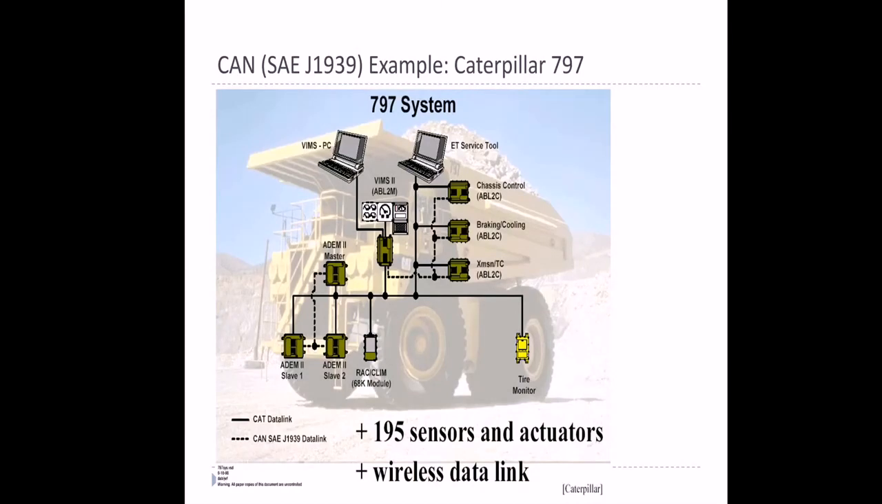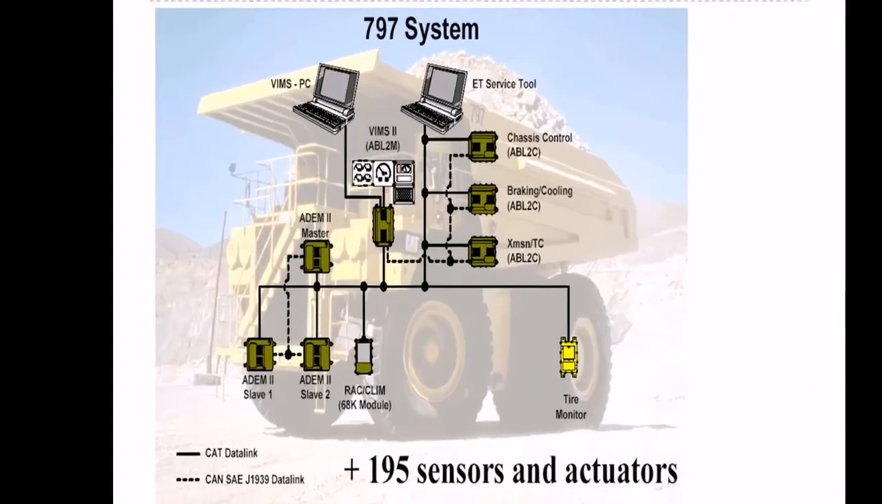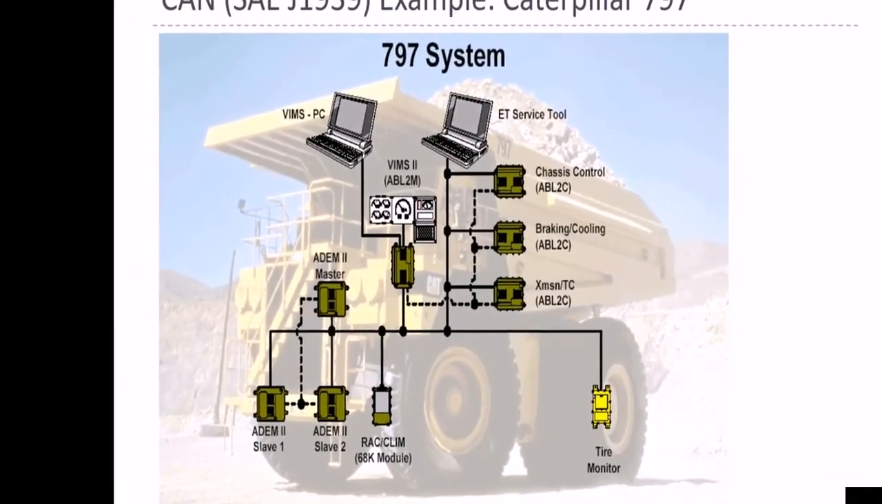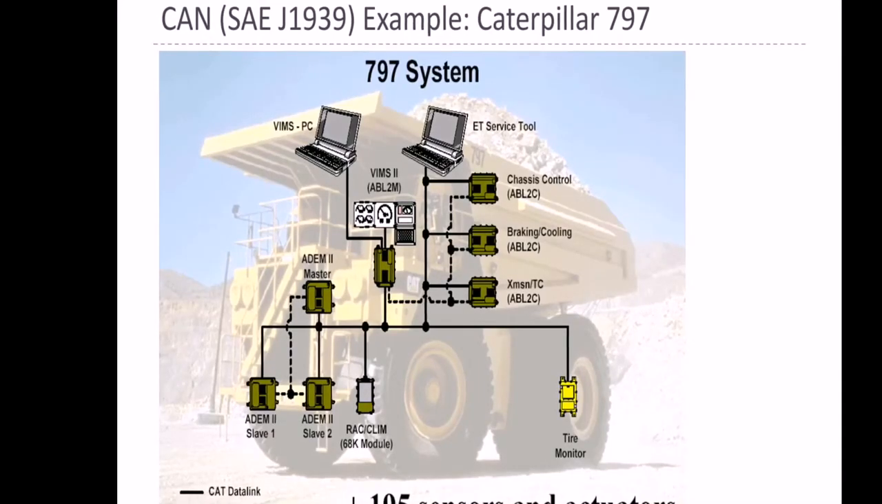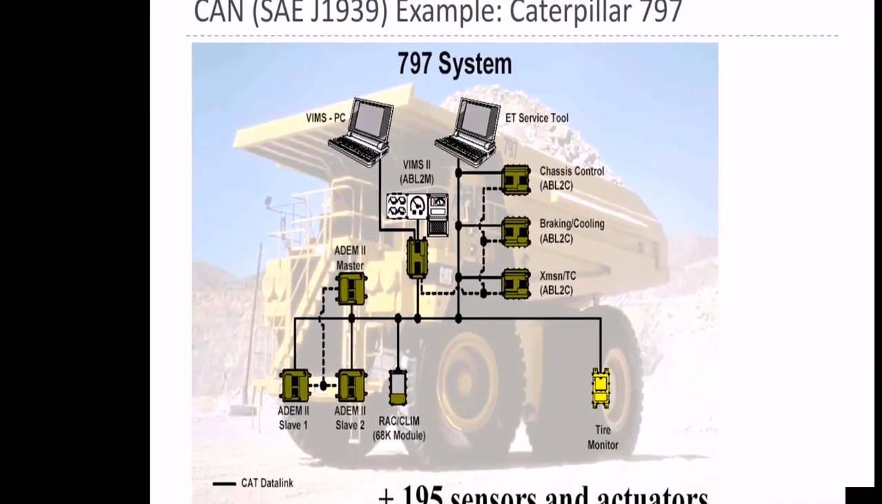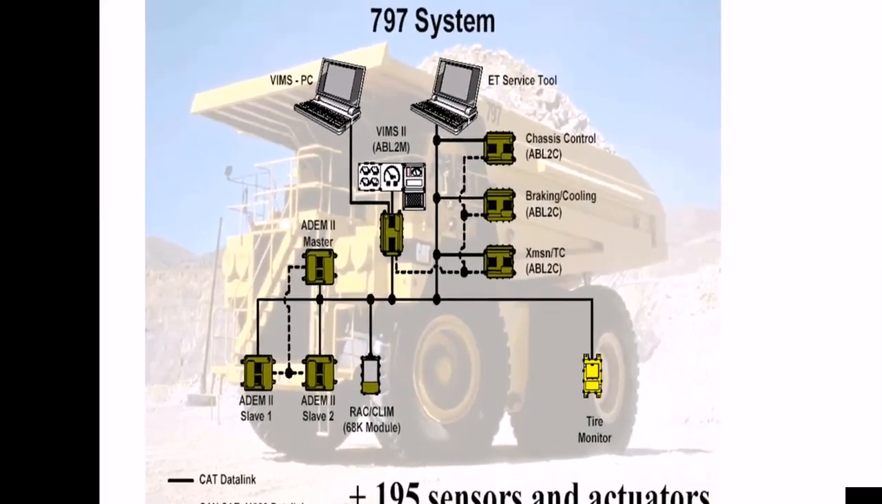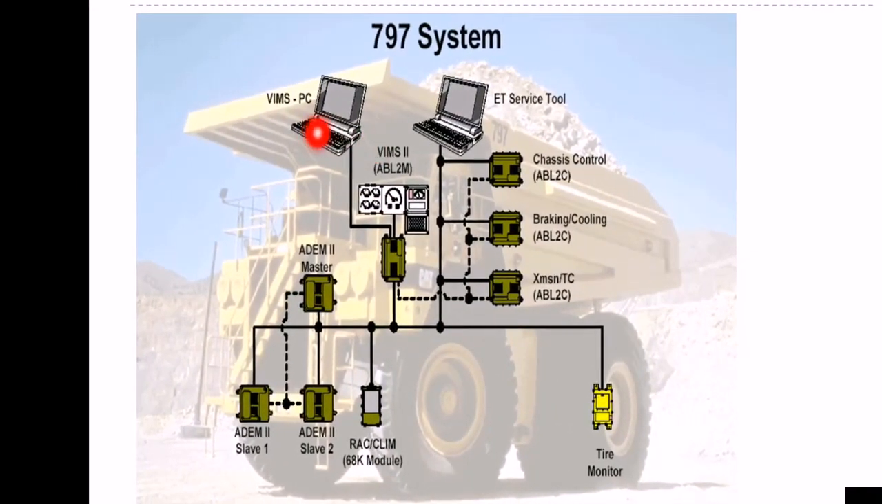Then here is a small example for the Caterpillar 797 system. It's not only for cars; it can be used in all automotive vehicles. In this Caterpillar 797 vehicle, this is the PC, and this is chassis control, braking control, then this is XMSN, then that is ABL 2C, then the TPMS tire monitoring system, then this is RAC, this is ADEM, that is slave 2, slave 1, and this is the master of ADEM. Here this is a kind of cluster.